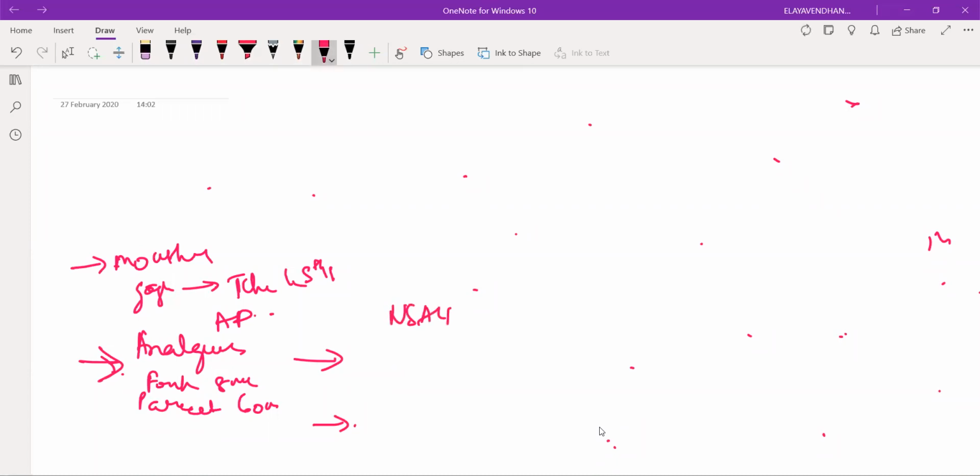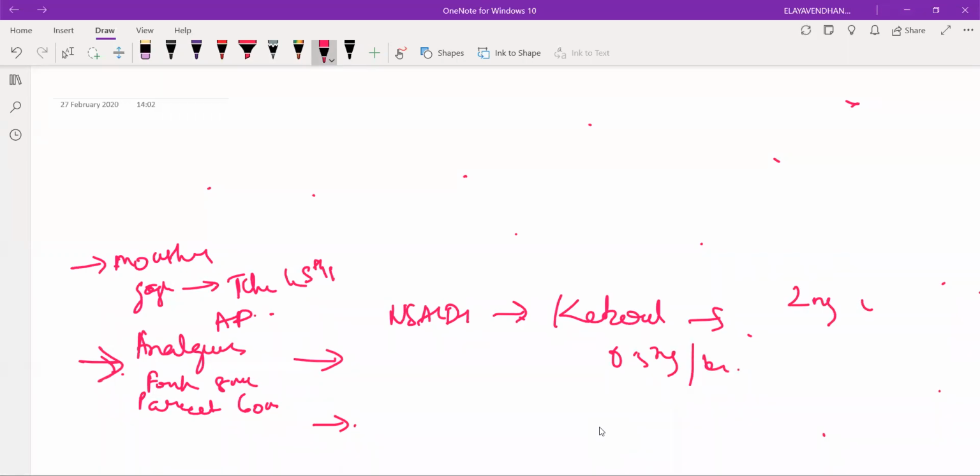Then NSAIDs. What NSAIDs do you prefer? Ketorolac, okay. What is the dose of ketorolac? I don't know, sir. It's 0.5 milligrams per kg, right? So if it is 4 kg, you're going to give 2 milligrams of ketorolac. All right. So what other analgesic options are there?